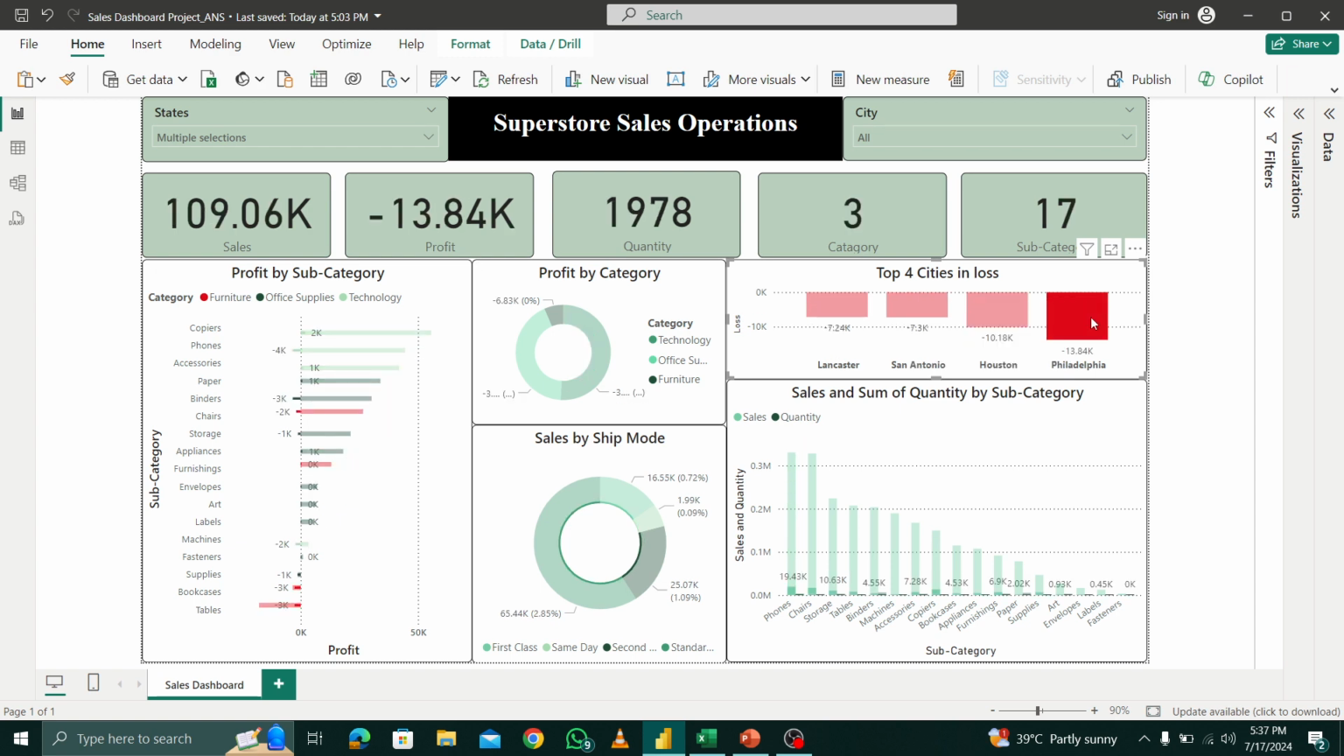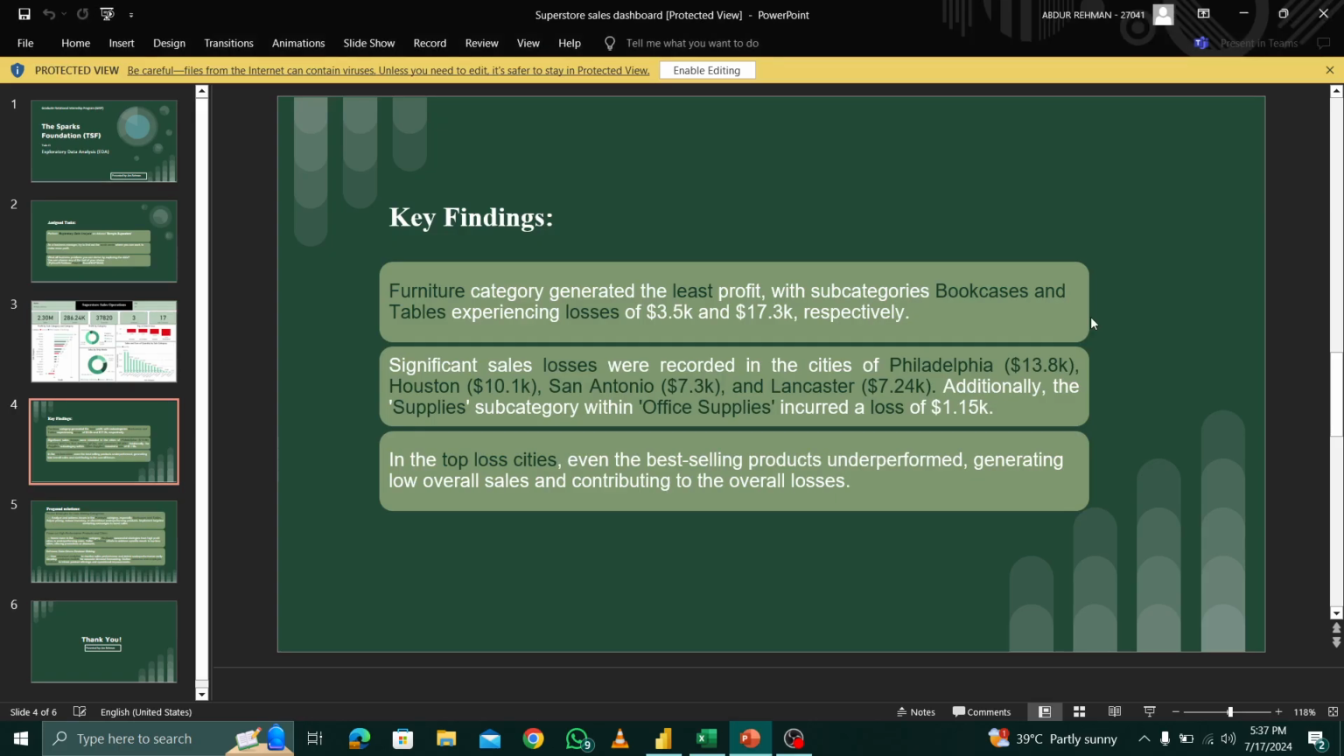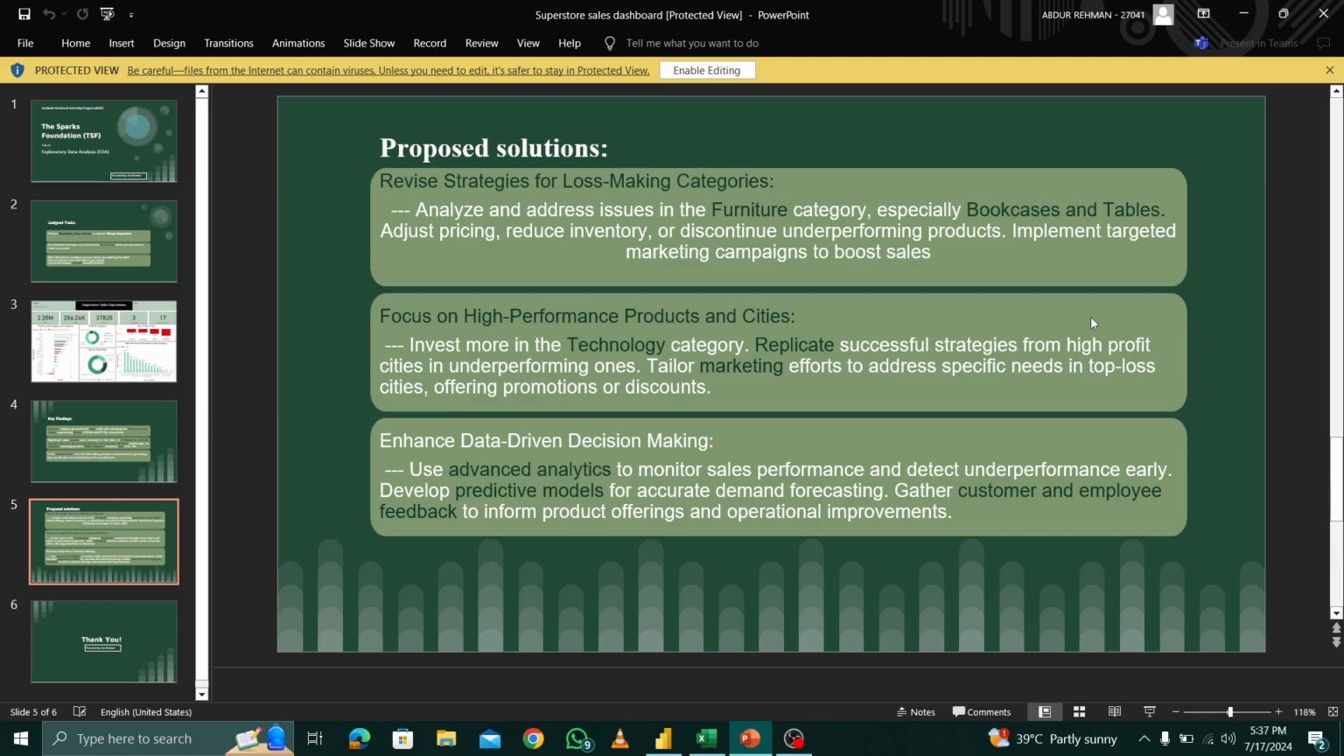So what are the proposed solutions? Devise strategies for loss making categories. Analyze and address the issues in the furniture category, especially bookcases and tables that were making most of the losses. Adjust pricing, or we can reduce the inventory or discount or discontinue the underperforming products. Implement targeted marketing campaigns to boost the sales.